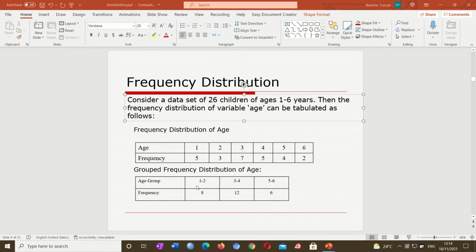Now, here, kids with age 1, 2, I have 8 kids, okay? I have 5 kids age 1, and I have 3 kids age 2. That's 8. Now here, 3 and 4, I have 7 kids age 3, and I have 5 kids age 4. So altogether, that's 12, okay? 5, 6, I have 4 kids age 5 and I have 2 kids age 6. So that's 4 plus 2 is 6. That's grouping. Let's pass to the next slide.